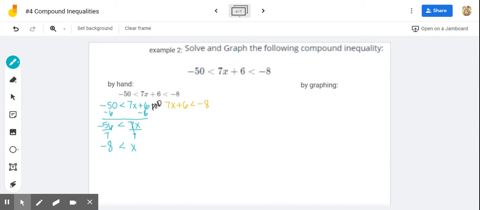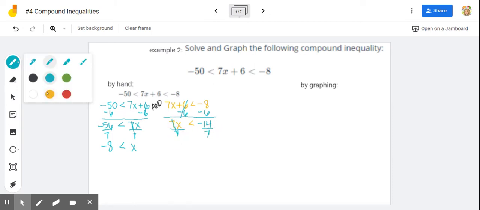Now, let's do the other equation. Get the 7x by itself. So instead of adding by 6, we take away by 6 on both sides. We end up getting negative 14 over there on the right when we take away 6 from negative 8. And don't forget to divide by the 7 that's being multiplied by my x. It's side by side. And from here, we should end up with x is less than negative 2. Now remember, this is an and statement.